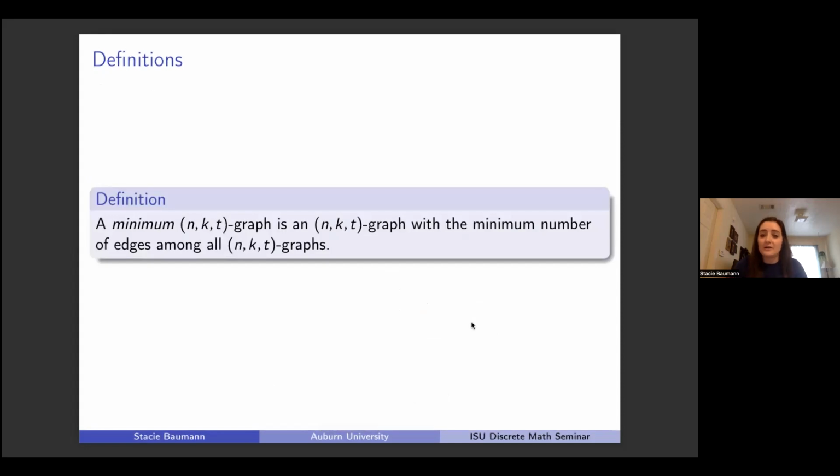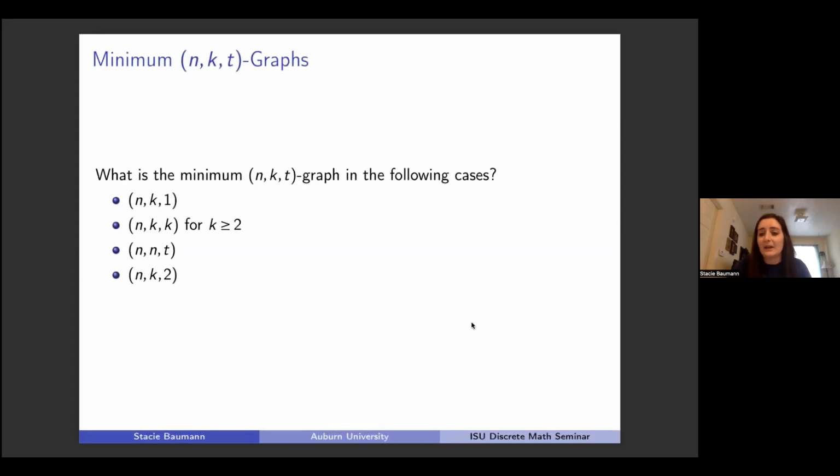Okay, so now an extremal question. We're going to look for minimum NKT graphs. So this is the NKT graph with the minimum number of edges among all NKT graphs. So which one has the minimum number of edges? Maybe since you're in person, this might actually work. I want everyone to think for a second through some of these cases and see if we can come up with the minimum NKT graph. I'll give you a minute or two. But I think if I gave you longer, maybe we could come up with most of these. So if you want to talk to your neighbor, talk to your neighbor.